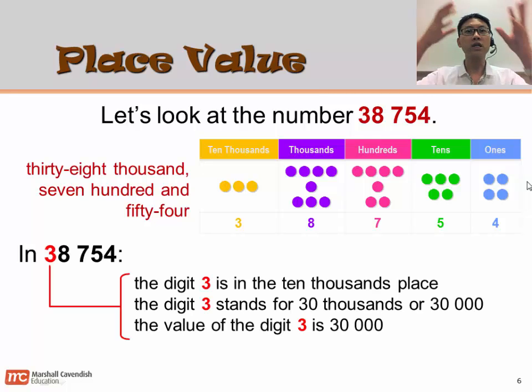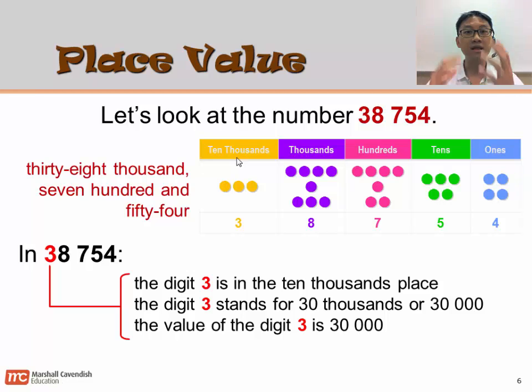So each digit has its own value. Just like all of you are special, each digit has a value. The digit 3 is in the 10,000s place. So when I ask you what place this digit is in, that is the place, 10,000s place. If I ask you what the digit 3 stands for, there are 2 ways of telling me. One, you can say it's 30,000s, or you can write it out in number form, 30,000.